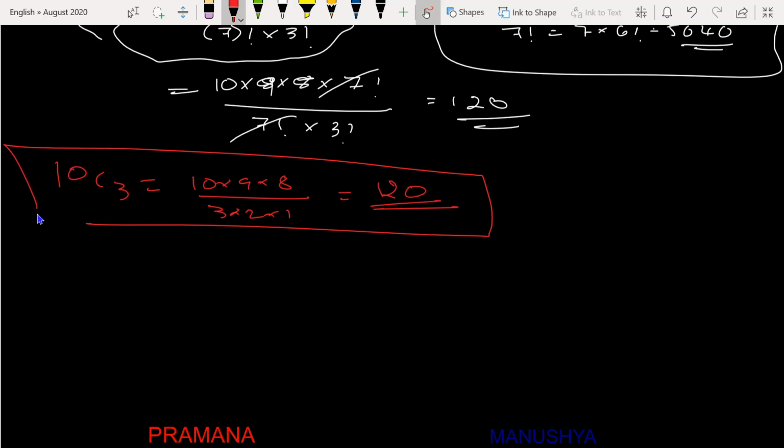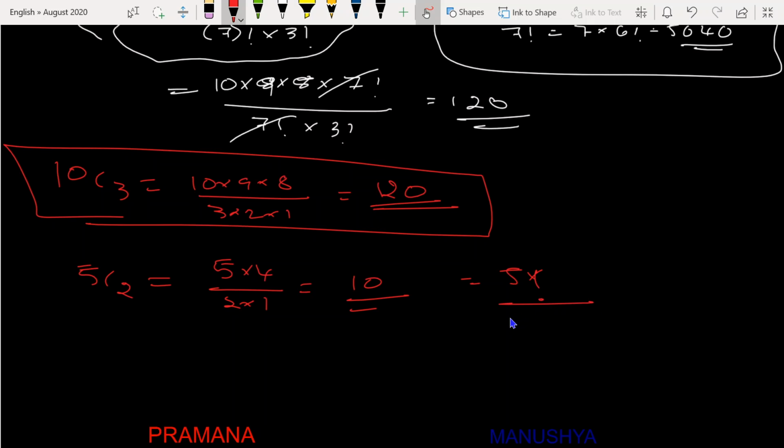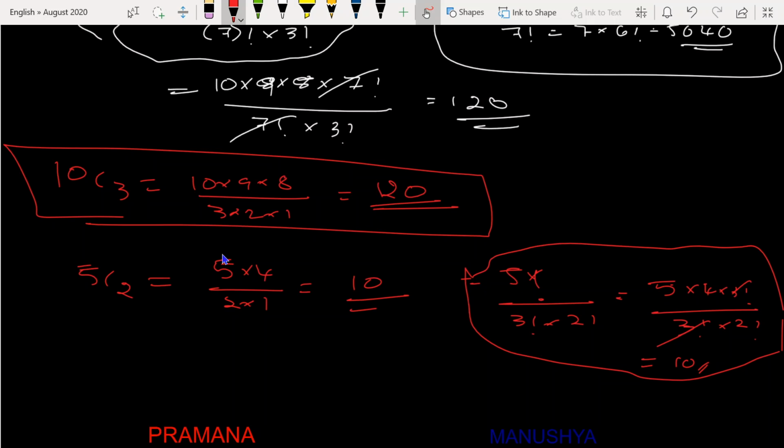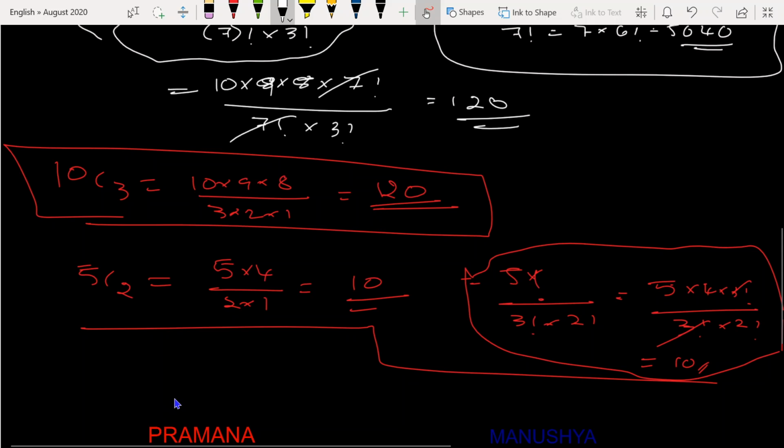So try to expand like this. If I want to write 5C2, what I will write is 5 into 4 divided by 2 into 1. So simple, it will be 5 into 2, it will be 10. No need of expanding like this, 5 factorial divided by (5 minus 2), that is 3 factorial into 2 factorial. Okay my dear friends, so ultimately it will be 5 into 4 into 3 factorial divided by 3 factorial into 2 factorial. Here 3 factorial on both sides, denominator and numerator, is getting cancelled, and you'll get the answer as 10. So no need to do this step, you can directly do the steps. Okay, so I will conclude the combination with this.